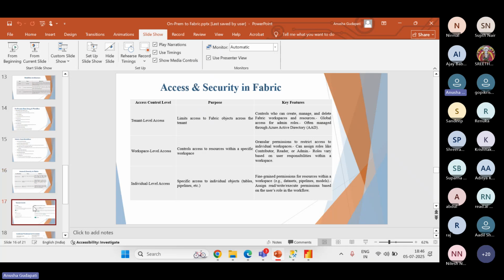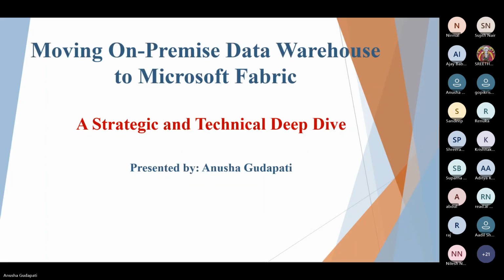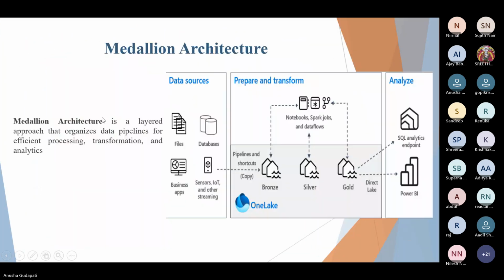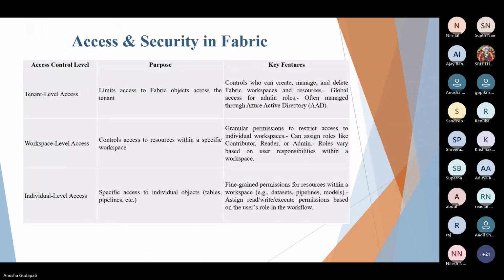The final stage of this session will be understanding the types of access that Fabric is currently providing. There are basically three different types of access in Fabric. First is tenant level access, the second is your workspace level access, and the third is your individual level access. So what is tenant level access?